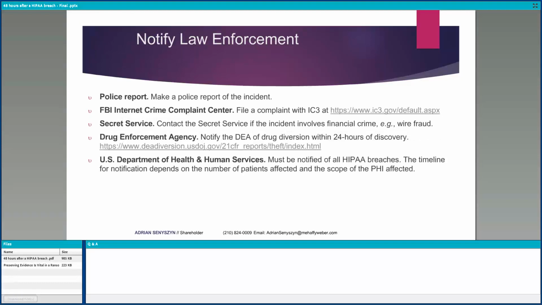You also may consider notifying law enforcement. A lot of times a police report is very standard to make of an incident. If an incident involves ransomware or a hacker or some sort of virus, it is recommended that you report that to the IC3, the FBI Internet Crime Complaint Center. You also may, in some cases, if it involves a financial crime like wire fraud, you might be contacting the Secret Service for assistance. Then you also have to keep in mind that if there's a drug diversion issue for some reason tied into your HIPAA issue, you might need to contact the DEA. There is the 24-hour rule if there is an actual drug diversion that you need to report. You need to report that incident to the DEA within 24 hours of discovery.